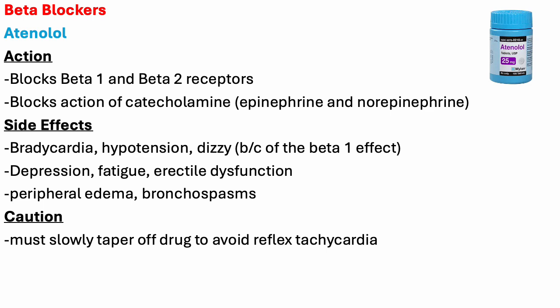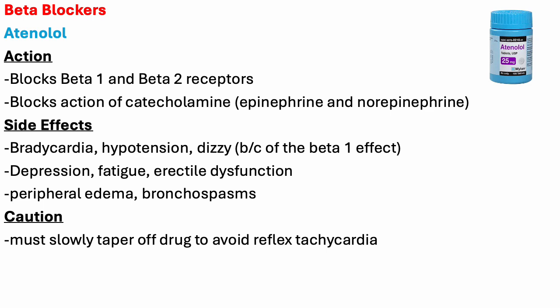So since we are blocking beta 1, we're decreasing heart rate and blood pressure. Blocking beta 2, we might have some kind of bronchoconstriction, but I'll explain that at the end. More on this, it blocks action of catecholamines, so you're going to block the epinephrine and norepinephrine, and you're also going to reduce workload of the heart and O2 demand.